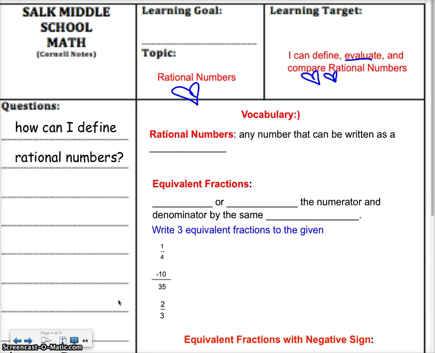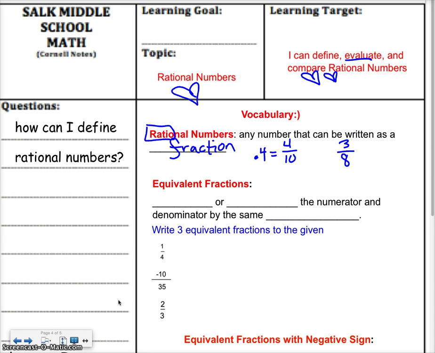But a rational number, I want you to box off the word ratio. A rational number looks like a ratio. A ratio looks like a fraction. So a rational number is any number that can be written as a fraction, also known as ratio. For example, 0.4 is rational because 0.4 can be written as a fraction, 4/10, 2/5.